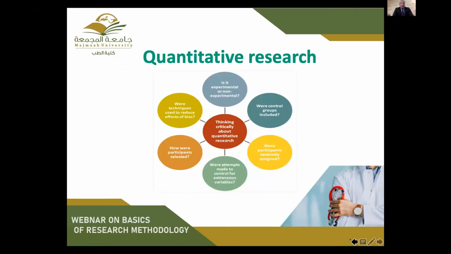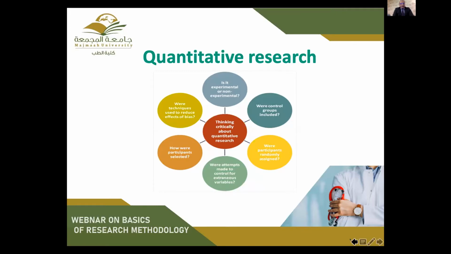Here you look into qualitative research. If you want to go into more detail, you need to understand how to think deeply about this research. Is it experimental, or non-experimental? You need to know which one it is, and also where the control groups were included. Here we need to understand whether the participants were randomly assigned. These are all included in the designing part, or the methodological part.